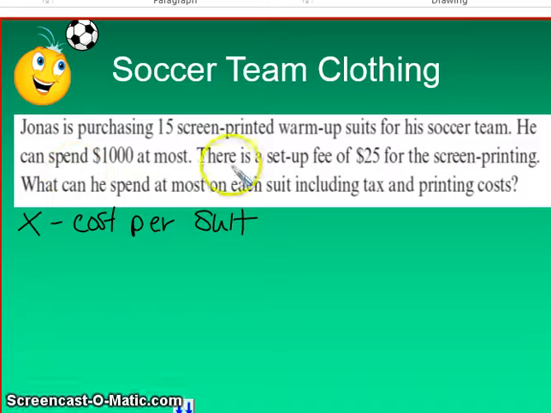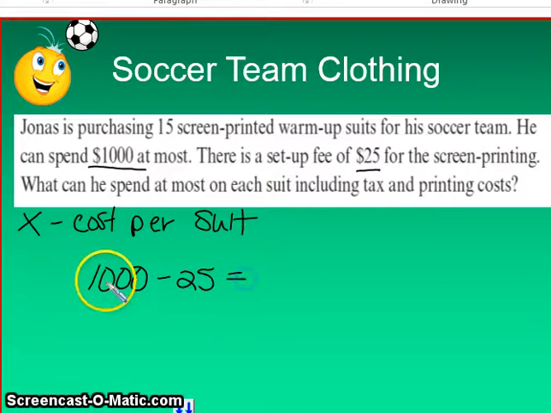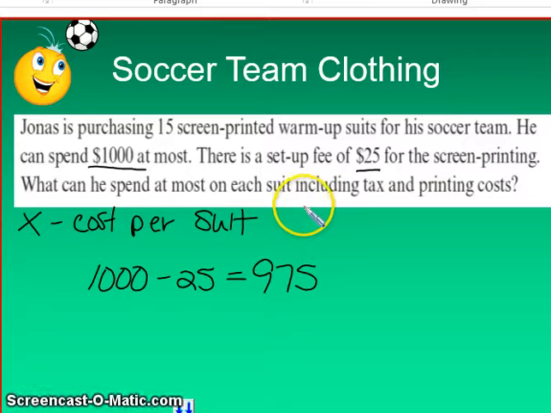Okay, so I know that he can spend at the most $1,000, right? But there's going to be a setup fee of $25 for the screen printing. So let's see, if we have $1,000 that he can spend at most, $1,000 for everything, and there's that $25 fee, we have to subtract that $25 to figure out what he can spend per suit. So that gives us $975 that he's going to be able to spend on the suits total.